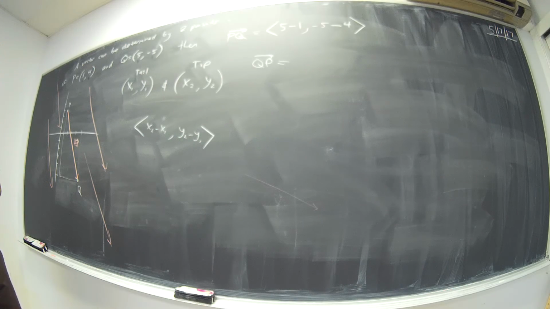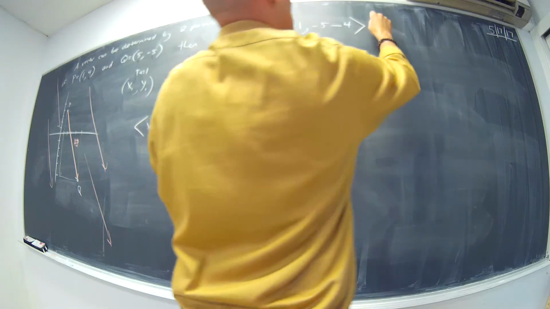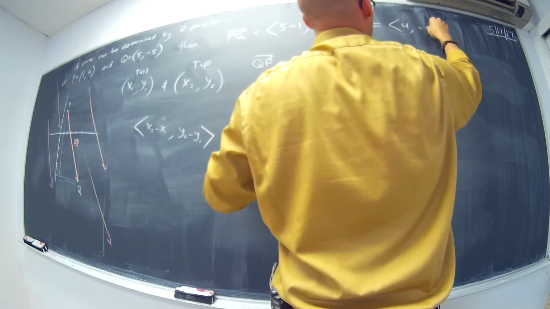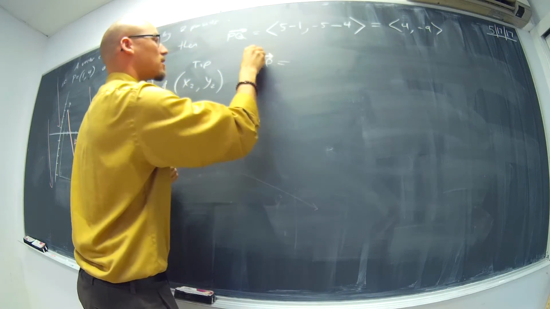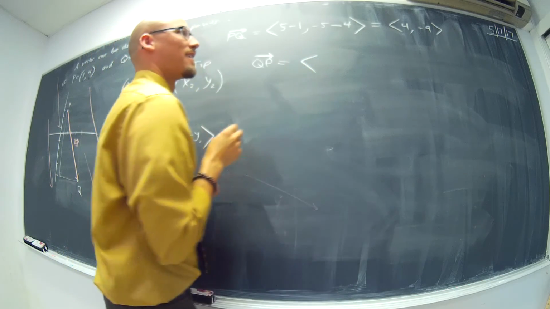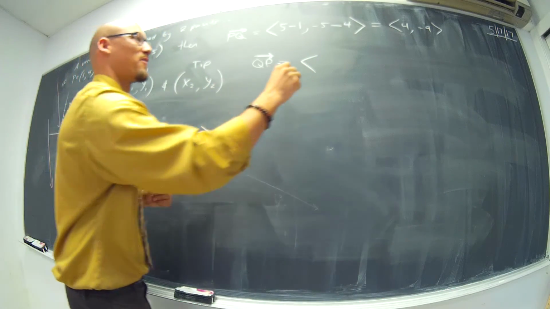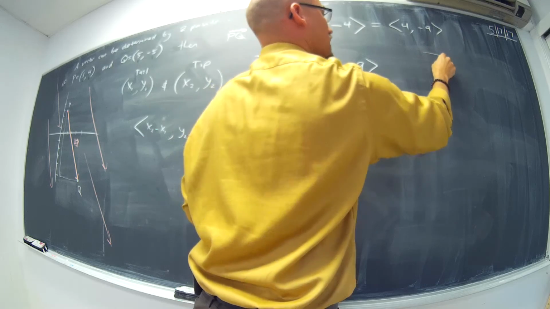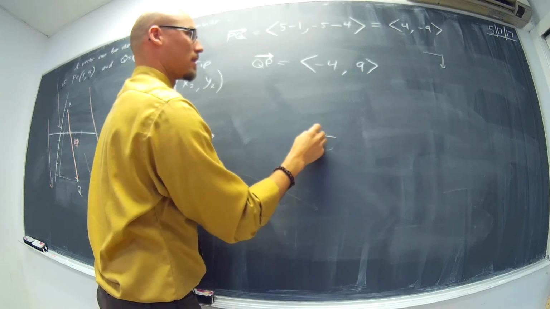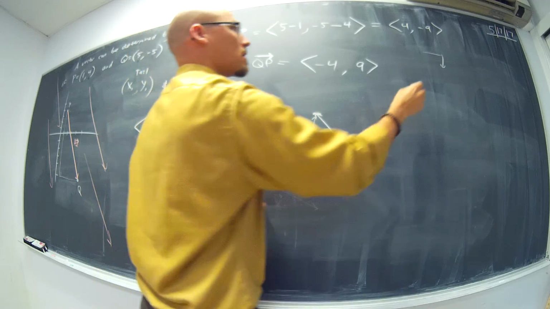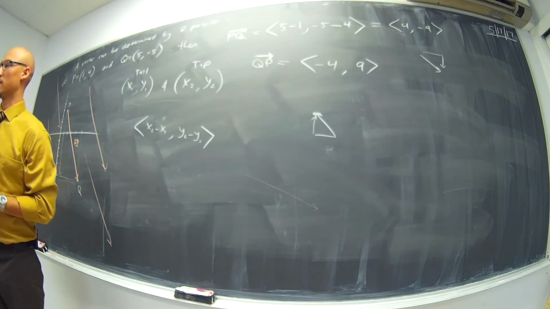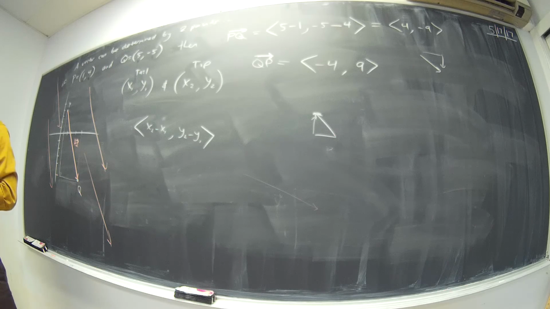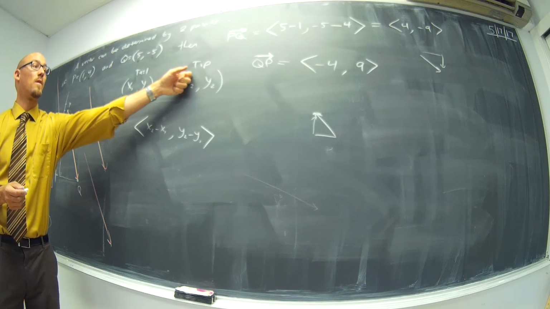So what would QP be? It was 4 comma negative 9. What would be vector QP? Negative 4 comma 9. Yes. So PQ goes right and down, and QP goes left and up. Opposite directions. Does it matter if it's x2 minus x1 or...? Yes, it has to be in that order, where you start with the tip minus the tail.